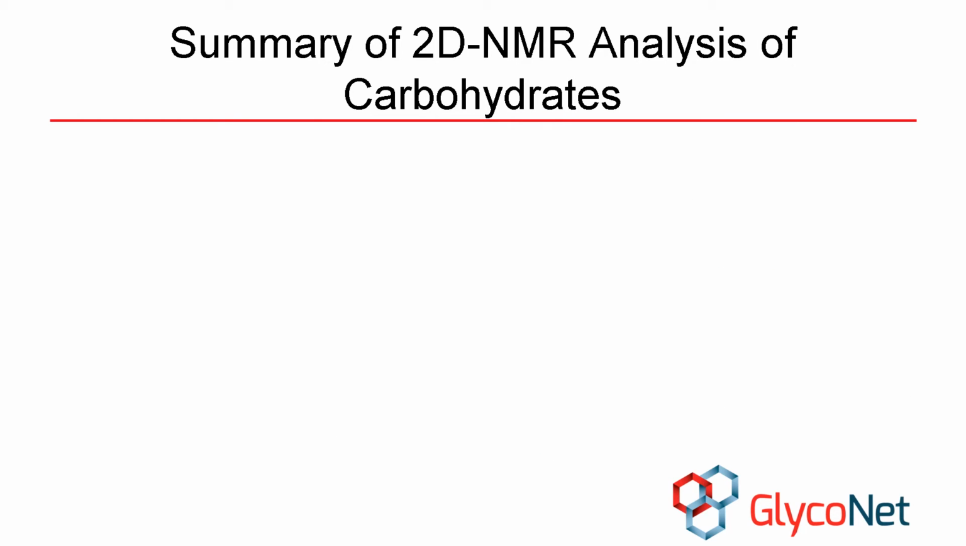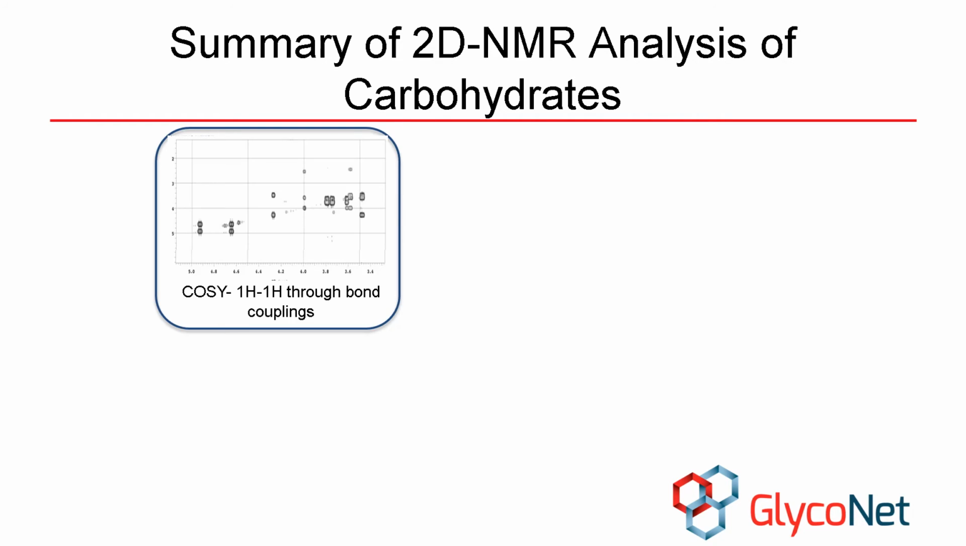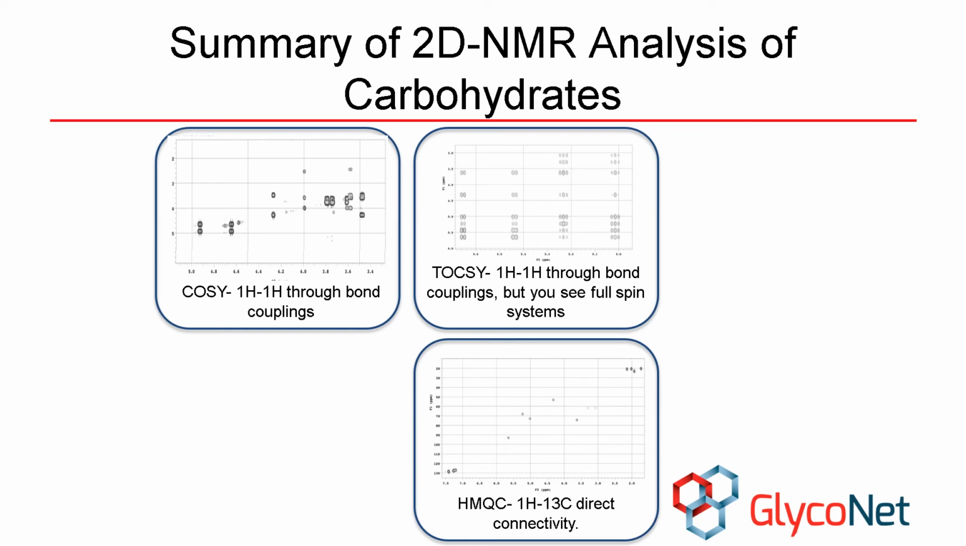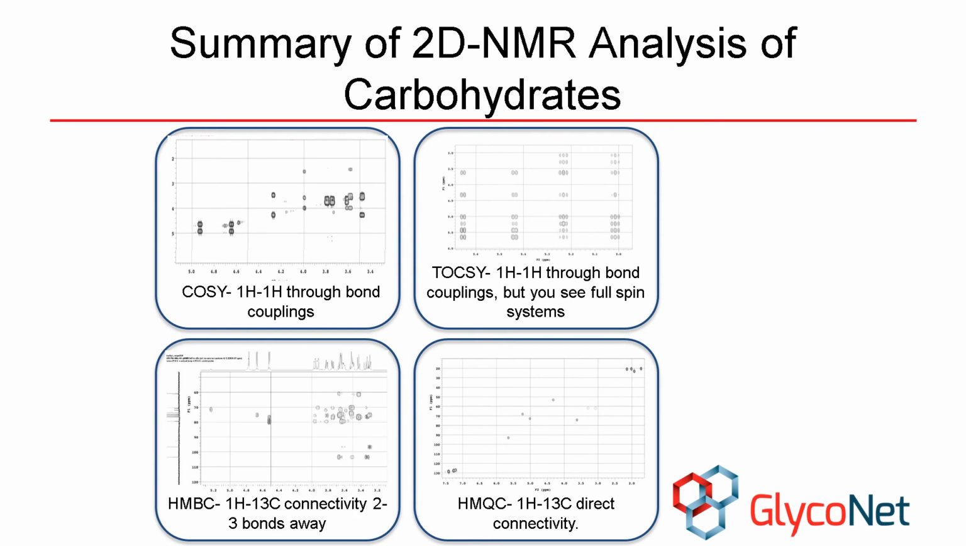Today we've talked about 4 different kinds of two-dimensional NMR experiments that can be used to characterize complex carbohydrate samples. The COSY, which gives proton-proton through-bond correlations up to 3 chemical bonds away, the TOCSY, which gives proton-proton through-bond correlations for an entire spin system, the HMQC, which gives direct carbon-hydrogen 1-bond correlations, and the HMBC, which gives us proton-carbon through-bond correlations that are 2 to 3 bonds away.